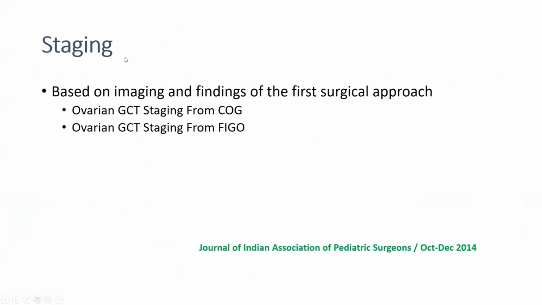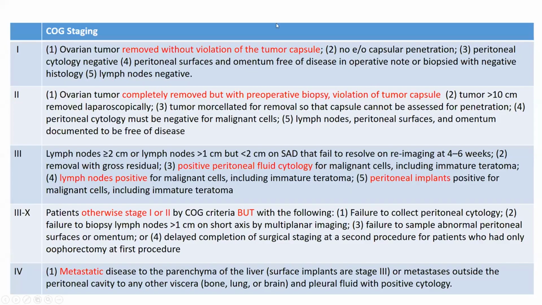Then coming to staging of these tumors, there are 2 staging systems available, based on the surgical findings. One is from COG and the other is FIGO, which is the same as in epithelial ovarian cancer. So I'll briefly discuss the staging system. This COG staging has divided ovarian germ cell tumors into 4 stages: stage 1, 2, 3, 3x or 4.